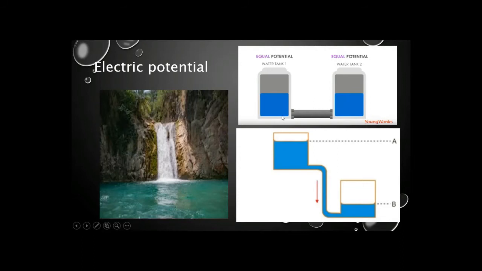So what do we have to do? We just increase the height of any one tank, so that the water will flow from one tank to the other. Remember, to make the water flow, we have to increase the height of one tank, and now the water starts to flow from a higher level to a lower level.